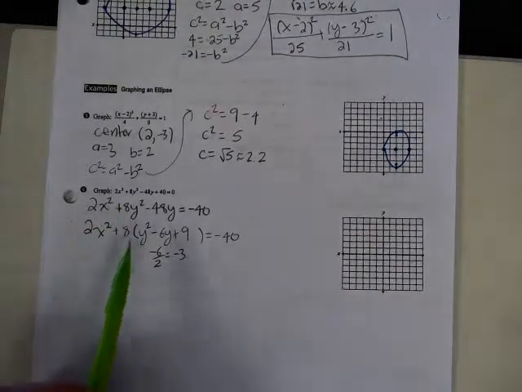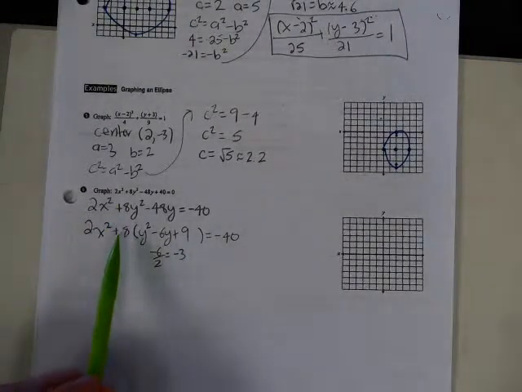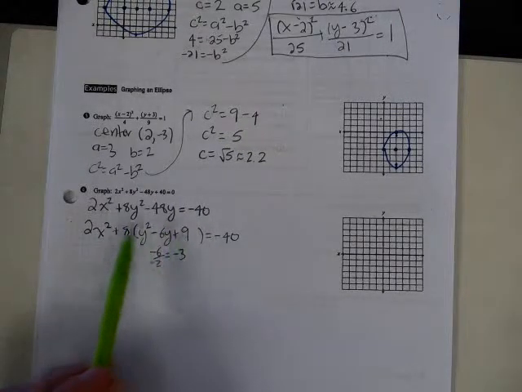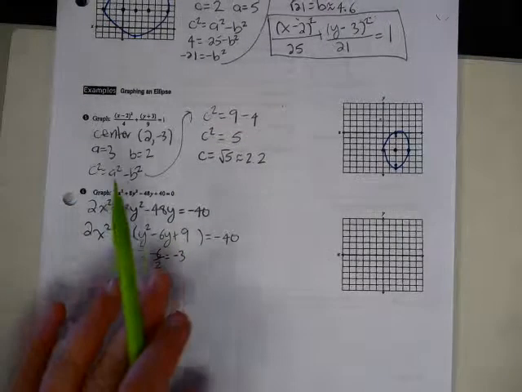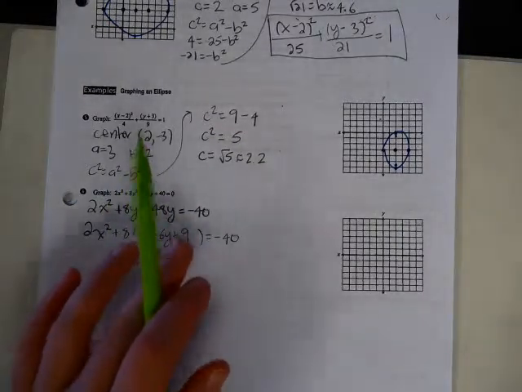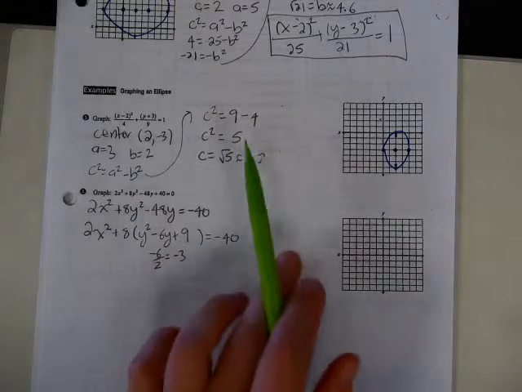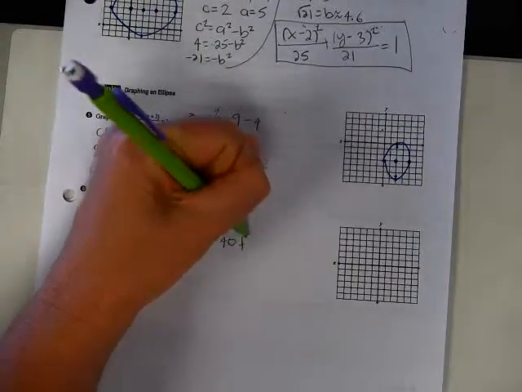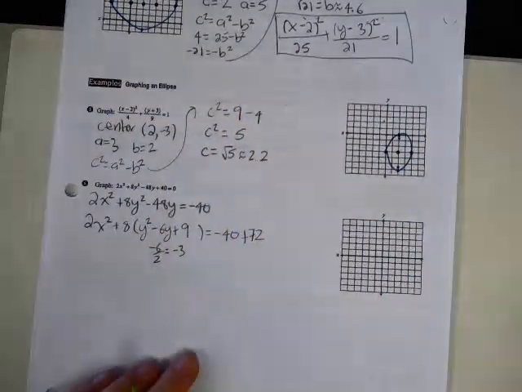Now on the other side, I can't just add 9, because what this number really is, is 9 times 8, because I pulled that 8 out. So this number is really 72, 9 times 8. So since I have added 72 on this side, I have to do the same to the other side. So I have to add 9 times 8, 72, to the right side.